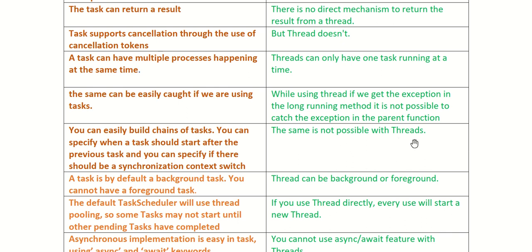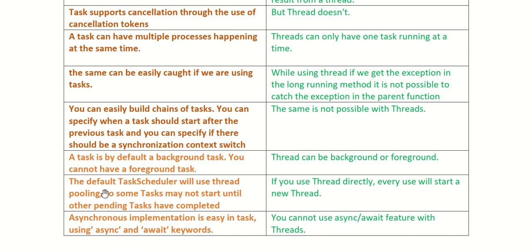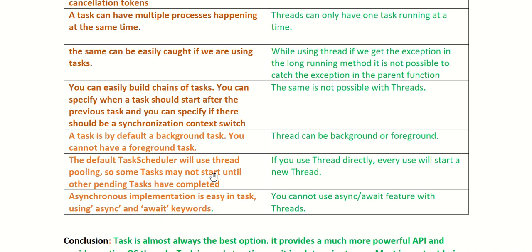The only thing they can do is signal your main thread, or the parent thread which triggered them, in order to wait for them to finish. That's it. A task is by default a background task. You cannot have a foreground task. A task itself represents background work, so you can't create anything like a foreground task. But in case of threads, there are two categories: background threads and foreground threads. A background thread most of the time works as a daemon, and sometimes it has a lower priority compared to your foreground thread. The default task scheduler will use thread pooling. So some tasks may not start until other pending tasks have completed.